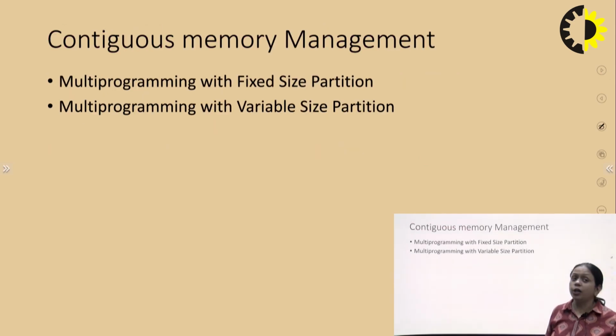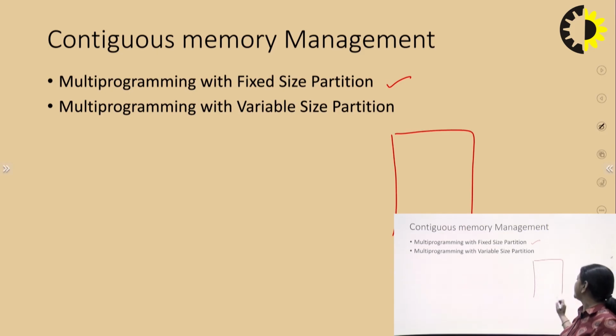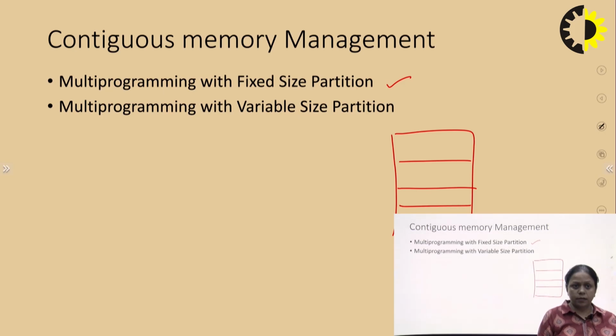First one is the contiguous. Now, contiguous is again divided into 2 parts: multi-programming with fixed size partition and multi-programming with variable size partition. So, for example, if this is your memory and it is divided into fixed partitions, we have divided this memory into 4 parts without knowing the size of our processes, then it is known as fixed partitions. Or if we have this partition in variable size, then this is known as variable size partition.